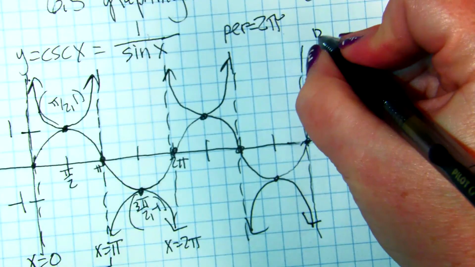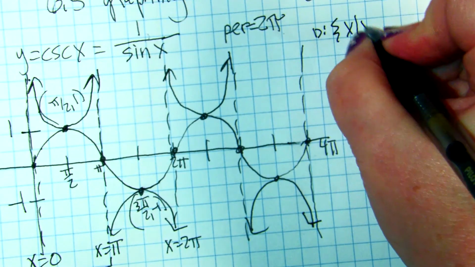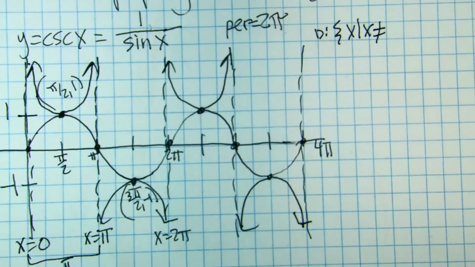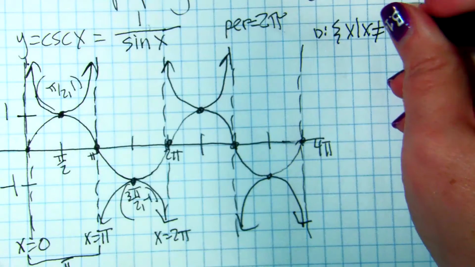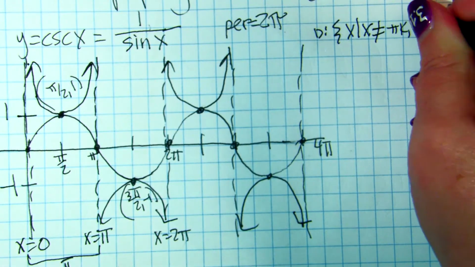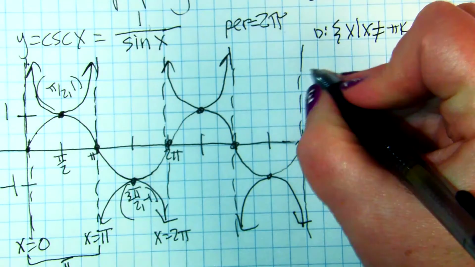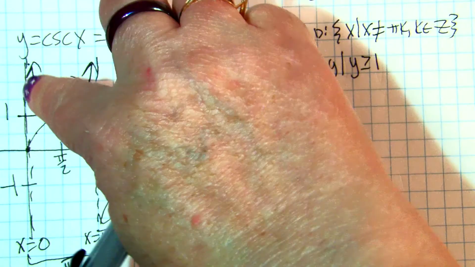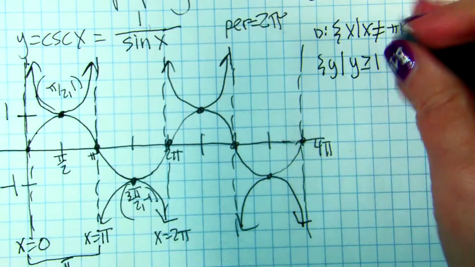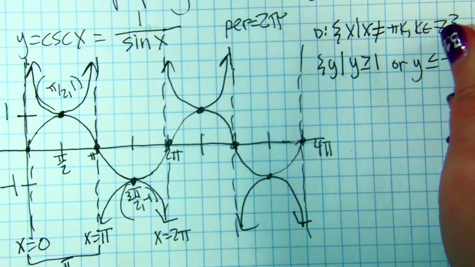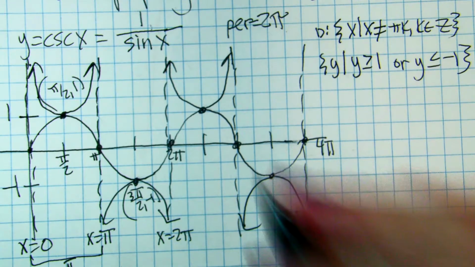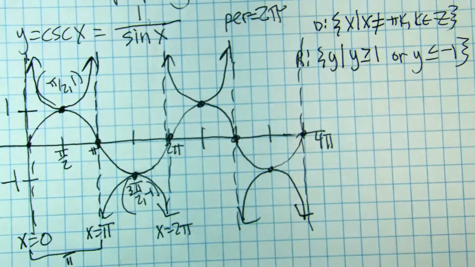The domain is x such that x is not equal to, and it's where the asymptotes are, because that's what values x can't be. And it's all the pi's. So it's pi k, where k is an element of z, the integers. And then it's y such that y is greater than or equal to 1, because it's all the values above 1 and all the values below -1. The book writes it differently, but I like it like this. So I think it's more simple. So domain and range. So that was cosecant.